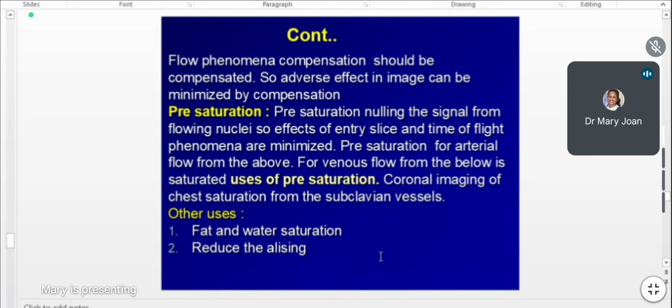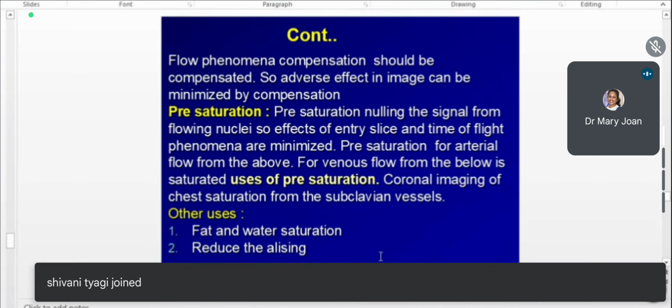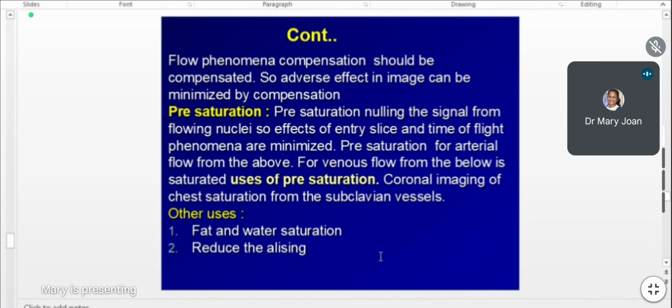Flow phenomena should be compensated, so adverse effects in the image can be minimized by compensation. Not all physical or physiological things happen under the influence of the magnetization in a way that is favorable for reasonable imaging. So some of them need to be compensated, and some of them need to be enhanced to get better imaging. So flow phenomena should be compensated so the adverse effects in the image can be minimized.